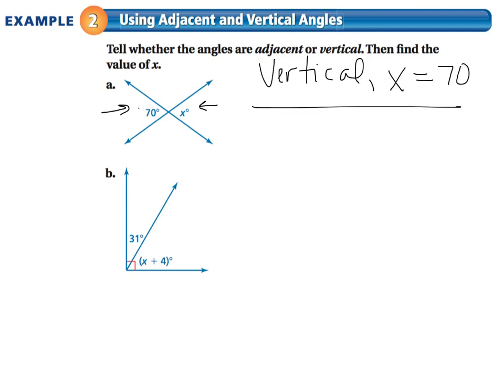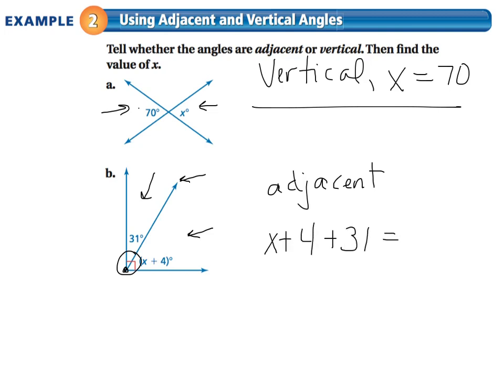In part B, I have a 31 degree angle and an x plus 4 degree angle. They share the same side, which is this ray right there, and they share the same vertex. Therefore, they are adjacent. Because they form a 90 degree angle, that means I can add them together, and that would give me 90 degrees. I now solve my equation, which should be really easy. We add 31 and 4, which is 35. I subtract 35 on both sides by using the subtraction property, and the value of x would be 55.